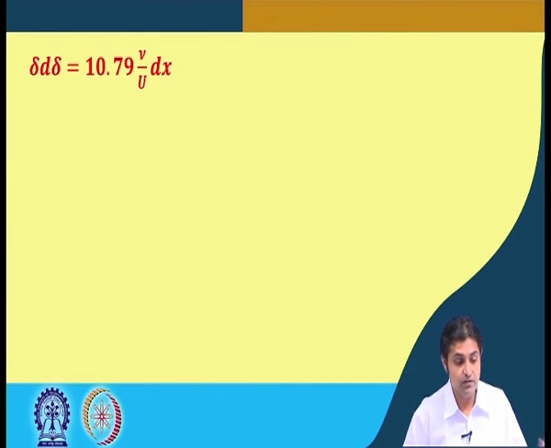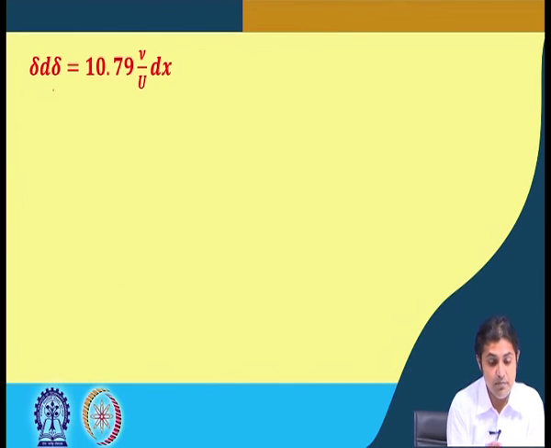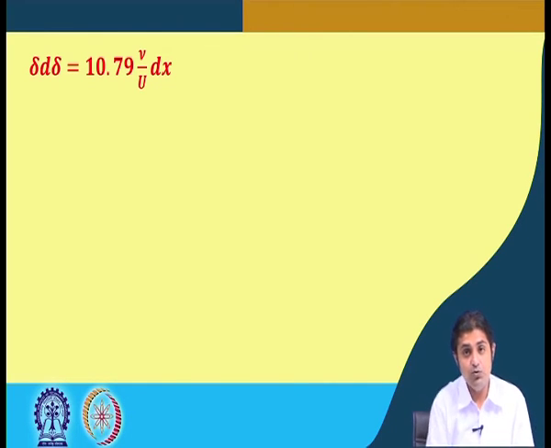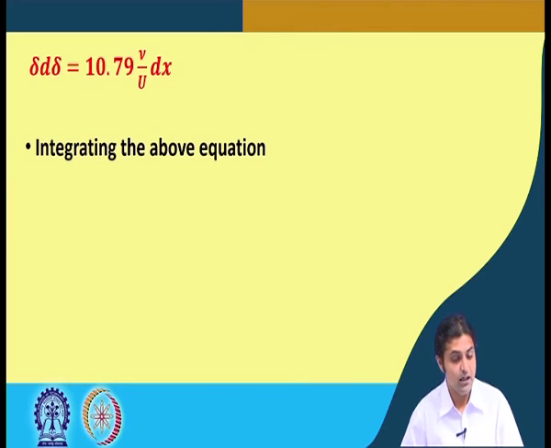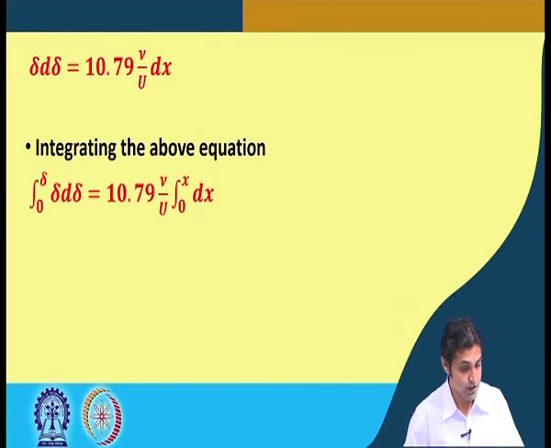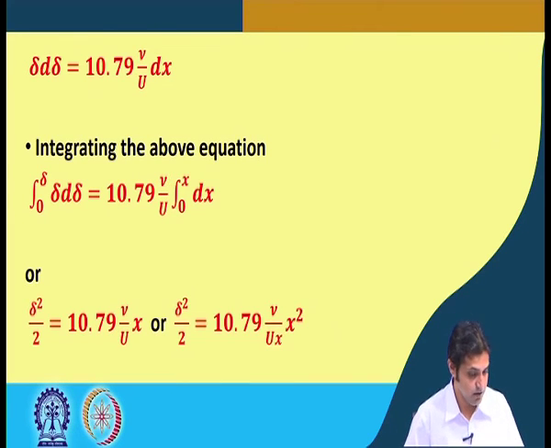This will give us d delta d lambda d delta equal to 10.79 nu by U dx, and if we integrate this equation, we can get the boundary layer thickness. Actually, the last problem, problems number 5 and 6, was exactly the same problem that we solved. The equations were different, but the way of solving was the same as this derivation.